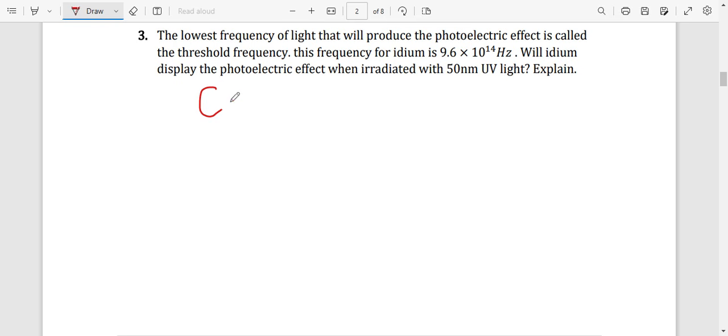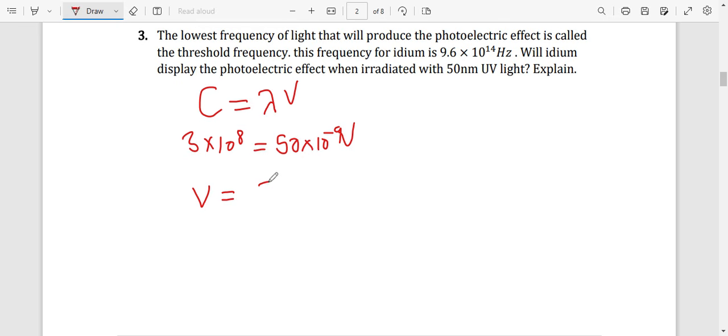Yes. So speed of light is wavelength times frequency. This is 3 times 10 to the power 8, which is going to be equal to the wavelength, 50 nanometers, which is 50 times 10 to the power negative 9, times frequency. So frequency is going to be 3 times 10 to the power 8 divided by 50 times 10 to the power negative 9. So all we do is 3 divided by 50.